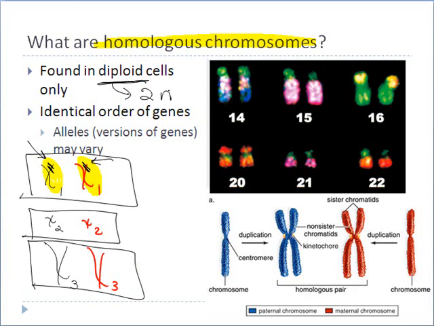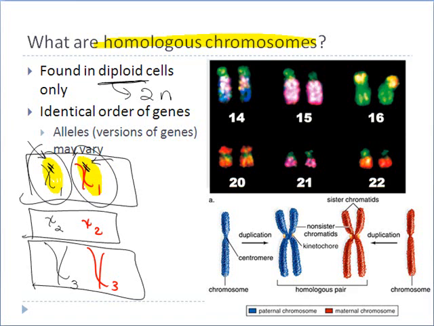One complete set I received from my mom in the form of the egg. The other complete set of chromosomes I received from dad in the form of a sperm cell. I only see homologous chromosomes in diploid cells because I have to have one chromosome from each parent in order to have a homologous pair.